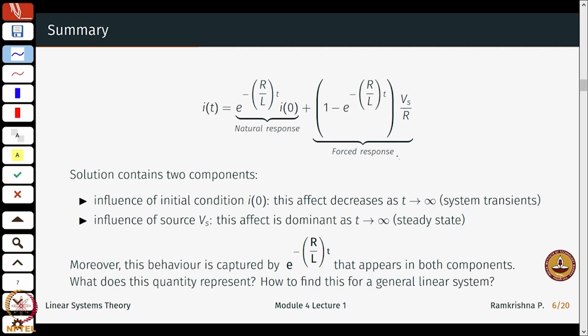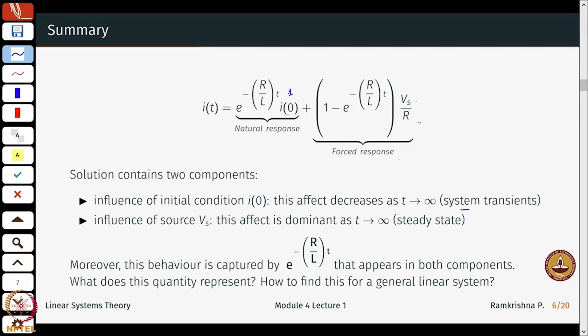Okay. So, the natural response takes care of the system transients and also the influence of the initial condition. If the initial condition is 0 as we assume, this term will just go away. So, everything will just be based on this. So, the two components are the natural response, and then the effect of the external input, the voltage in this case. And say I of 0 is not 0, say it is equal to 1.